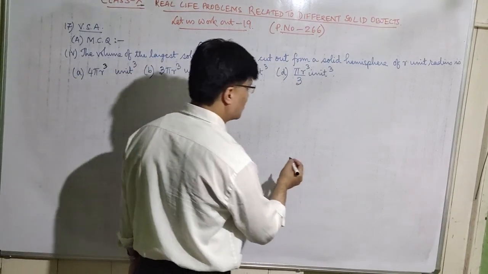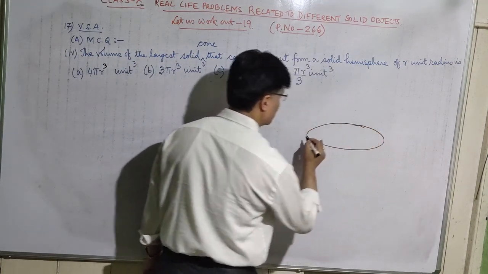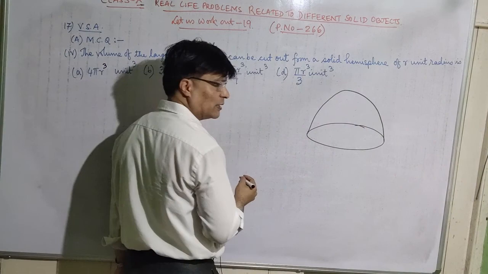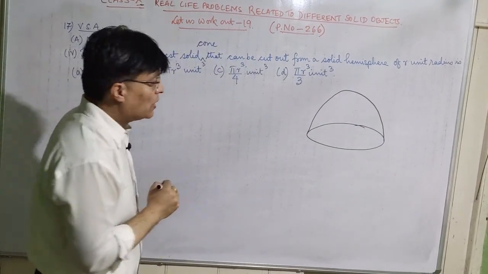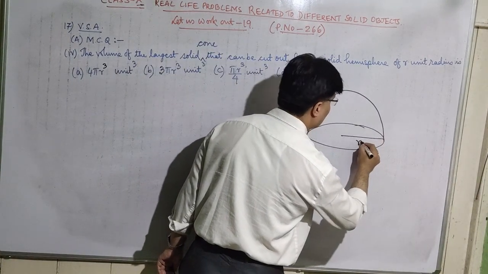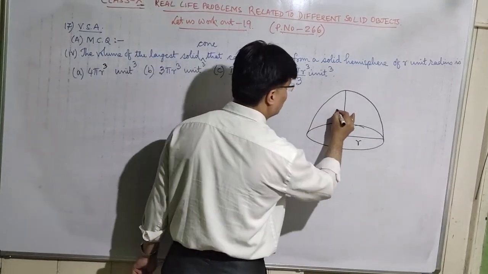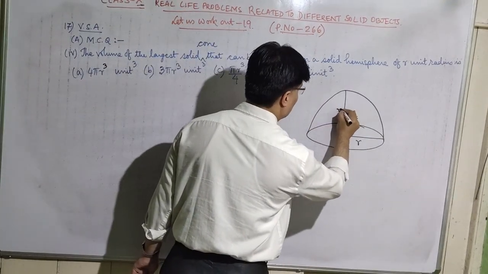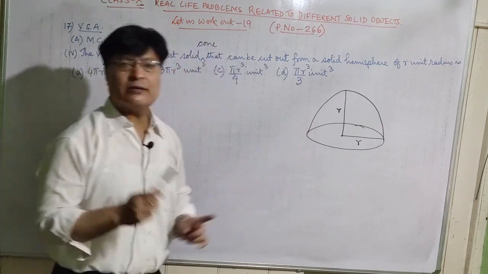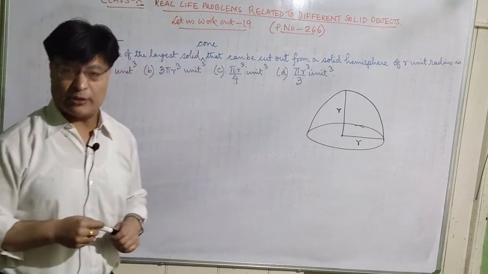So let us draw the figure now. Let us draw the hemisphere first. Suppose this is the hemisphere. Is that clear? Now, what is the radius of this hemisphere? The radius of the hemisphere is R unit. What is the height of this hemisphere? That is also R unit. Is that clear? So from this figure, it is understood that the radius of the hemisphere is R unit, and the height of the hemisphere is also R unit.